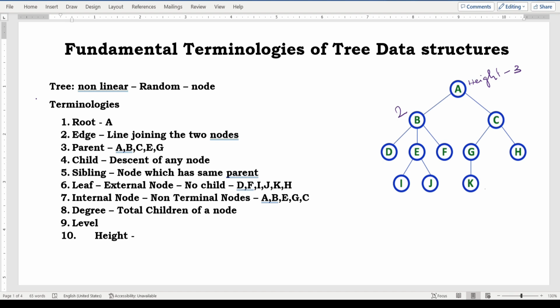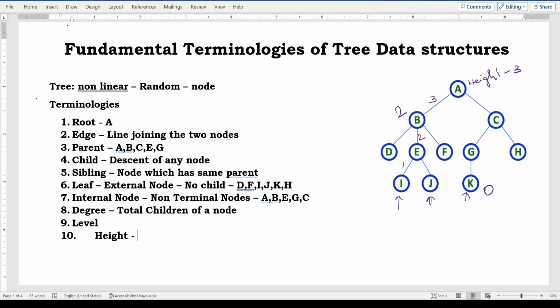The height of this. How is the height of A equal to 3? What is the longest path? Either you take K, J, or I, that is the longest path from A. So this is 1, 2, 3, right? So A has 3.